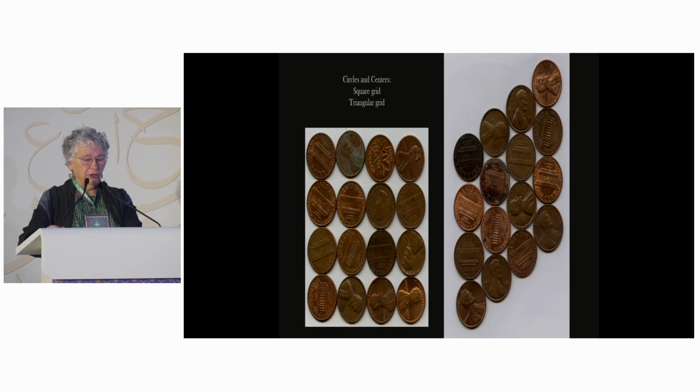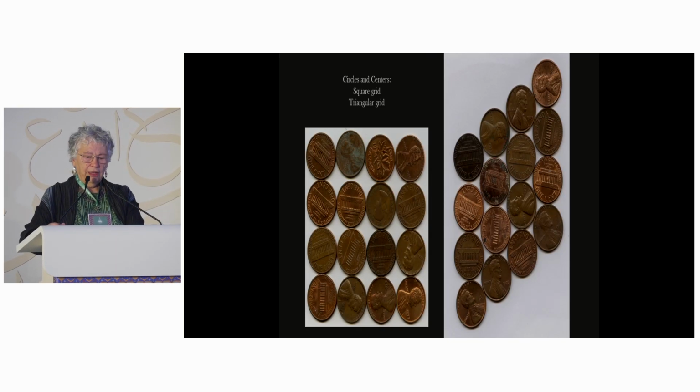The centers combine to form a square grid or a triangular or isometric grid, illustrated here by tight packing pennies. Circles, when tight packed, naturally combine in only 2 ways. One method yields centers that form a square grid, as you see on the left, and the other method yields centers that form a triangular grid, as you see on the right.